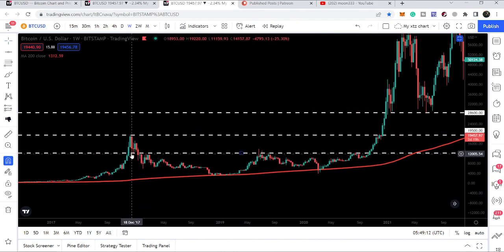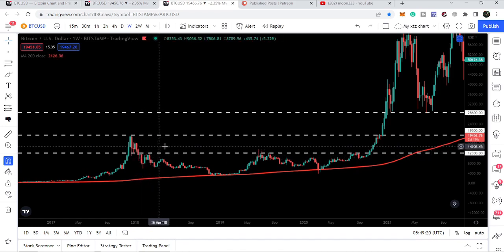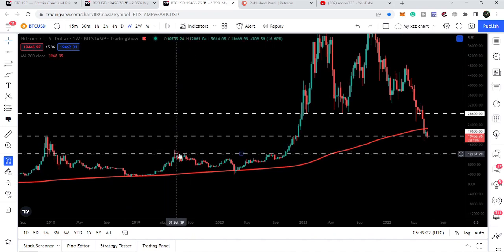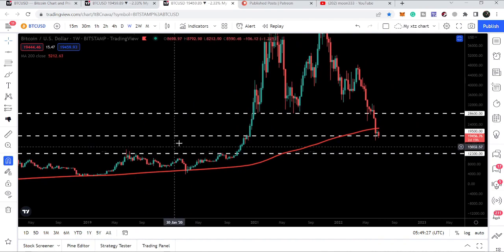You can see that this level has been working as a support here on this weekly time frame chart, as a resistance here in Feb and March 2018. And here for several weeks, you can see it has been working as a support, resistance, sorry.